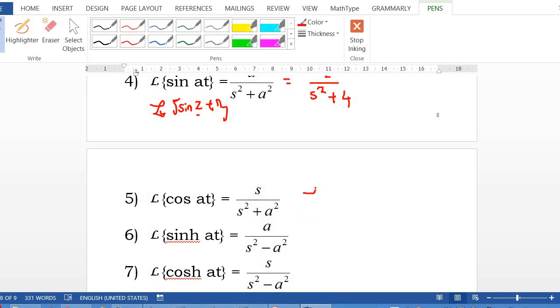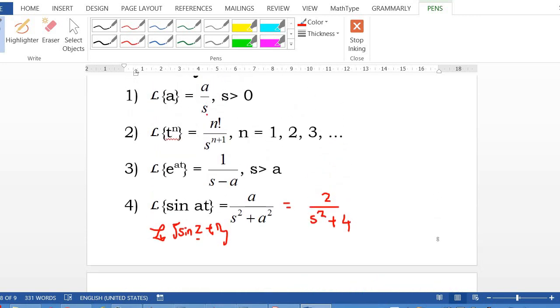Hence, if I say find the Laplace transform for cos 7t, just compare here: a is 7. So you have s over s squared plus 7 squared, which is s over s squared plus 49.